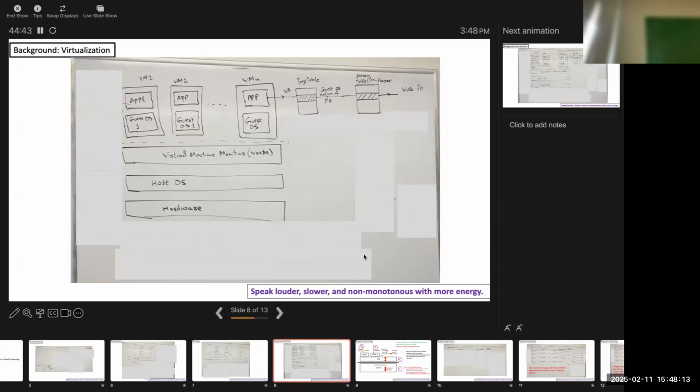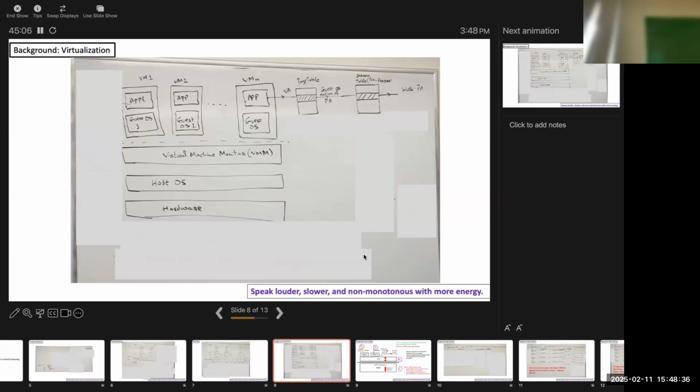So why is it needed? Because your application is running on the guest operating system, but the guest operating system is not running on the actual hardware. It is interacting with the virtual machine, which is interacting with the host VMM, which is interacting with the host OS, and then you have the physical address. So you need an additional layer of translation.